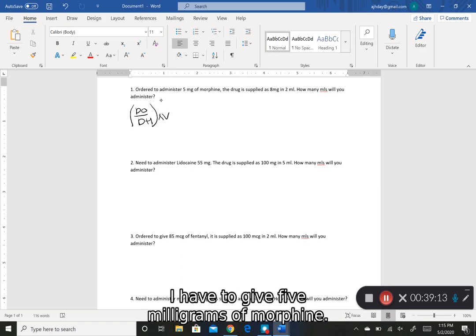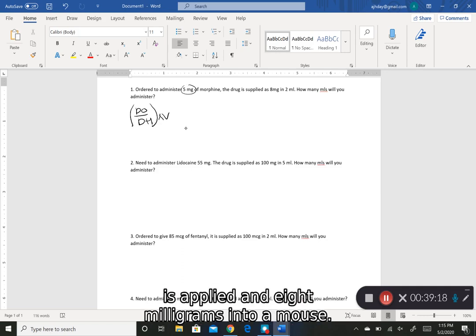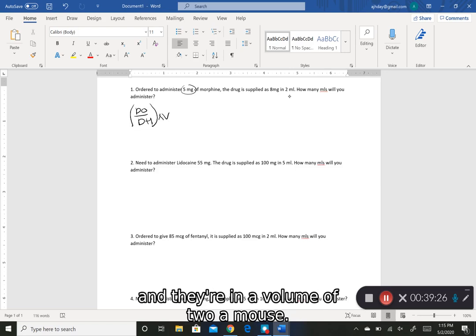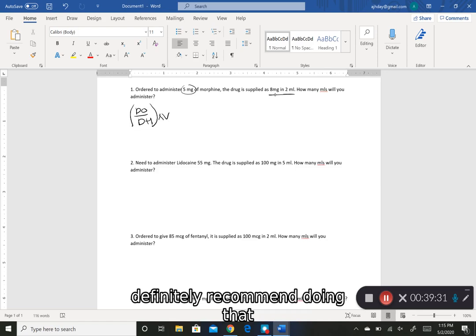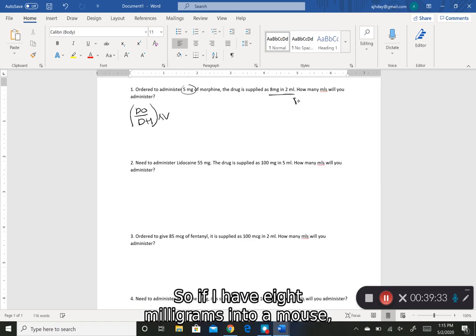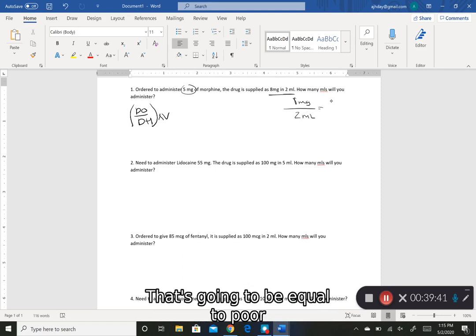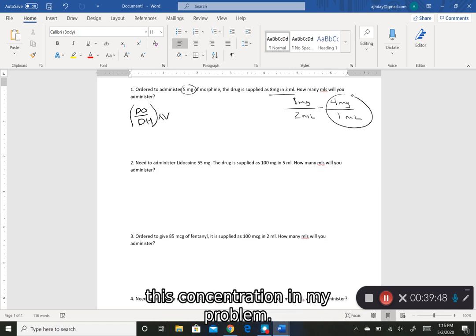So let's look at this problem. I have to give 5 milligrams of morphine, so it's going to be my dose ordered, and the drug is supplied in 8 milligrams and 2 mLs. So when I look at my vial, that means there's going to be 8 milligrams in there in a volume of 2 mLs. But I can simplify this concentration, and I definitely recommend doing that to make your math easier. So if I have 8 milligrams in 2 mLs, I can simplify that because 8 is divisible by 2. That's going to equal 4 milligrams in 1 ml. So I'm going to use this concentration in my problem.